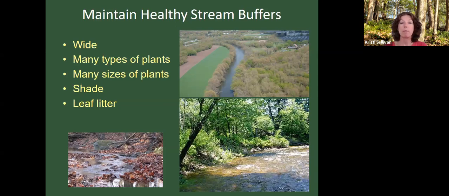So aquatic invertebrates or aquatic insects will feed on the leaf litter, and then fish will feed on the aquatic insects, or bats will feed on the aquatic insects when they emerge from the water. So in that way, they're very important stream buffers. Having wooded habitat along streams and wetlands is very important.